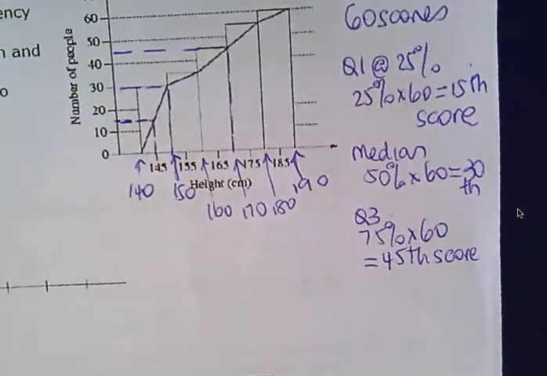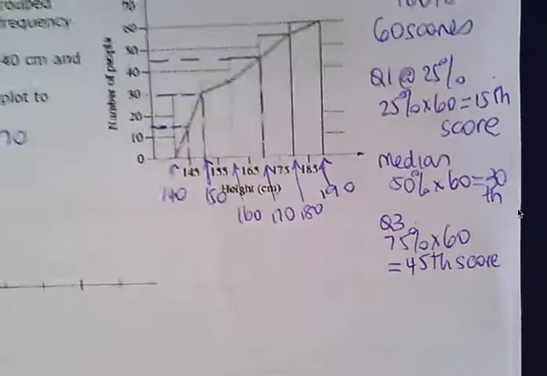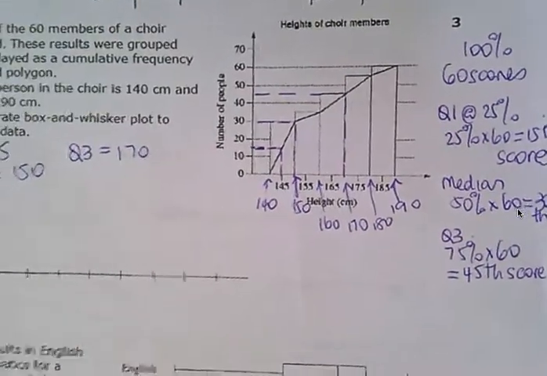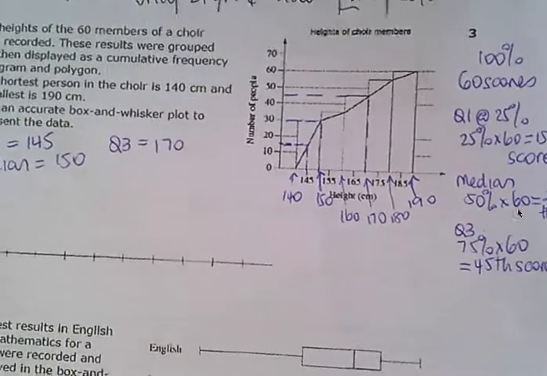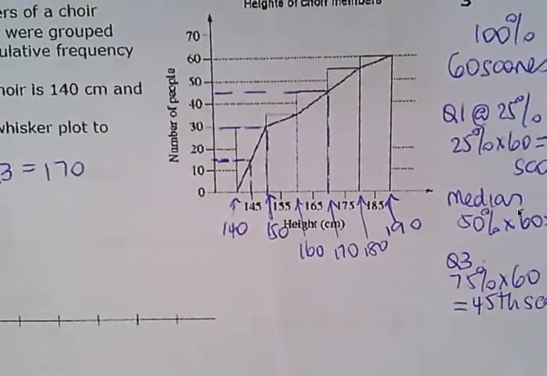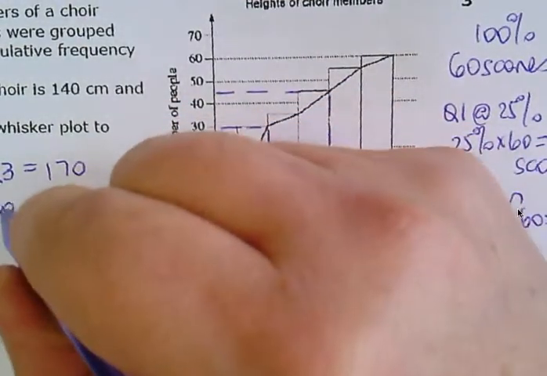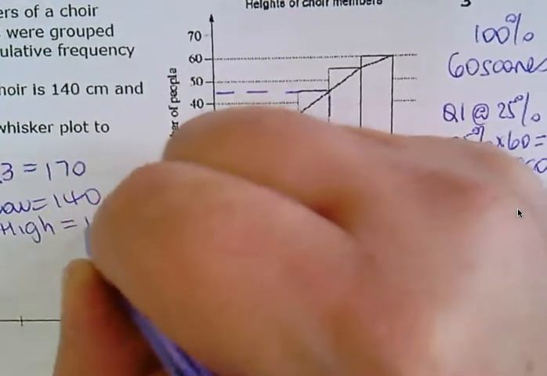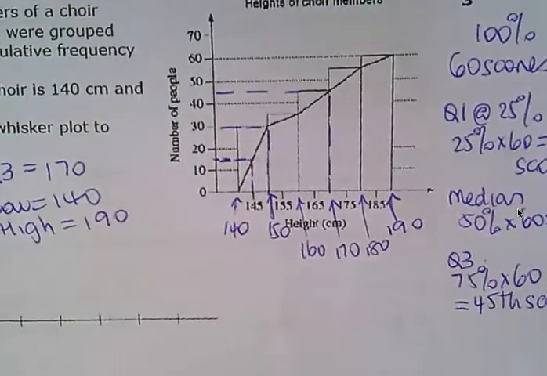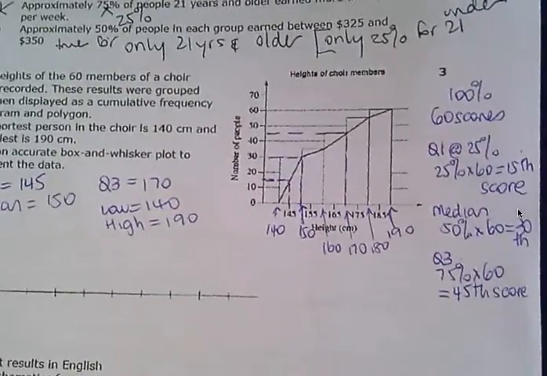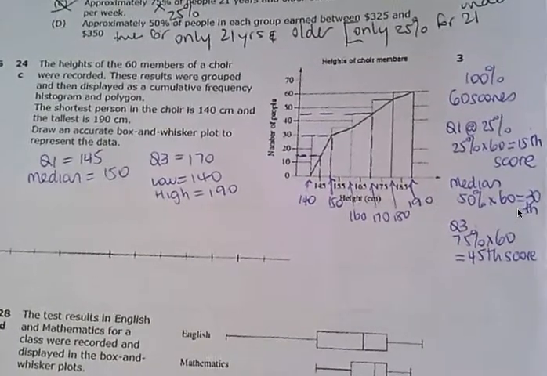Okay, now, in the question, remember, a box and whisker plot has 5 bits of data in it. The lowest score, the highest score, etc. What is the lowest score? 140. All right, and the highest is? So the lowest score is 140. And we know the highest score is 190. They already said that in the question. They said the shortest person is 140, and the tallest person is 190.